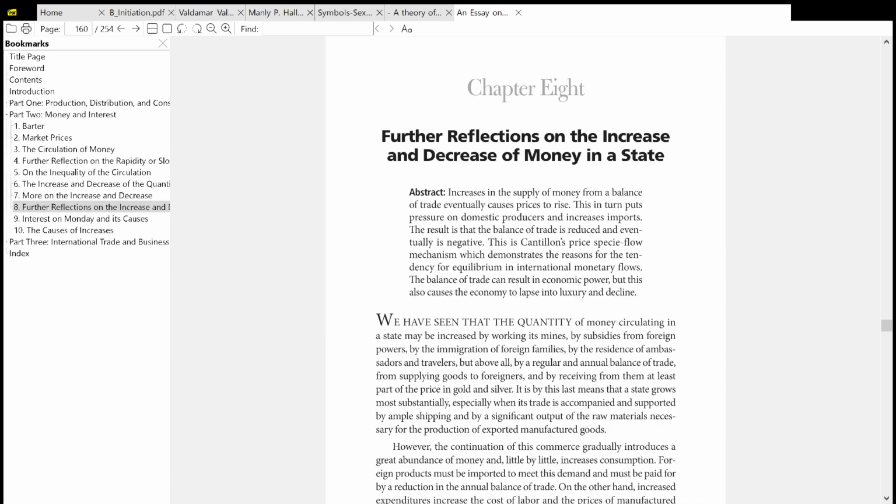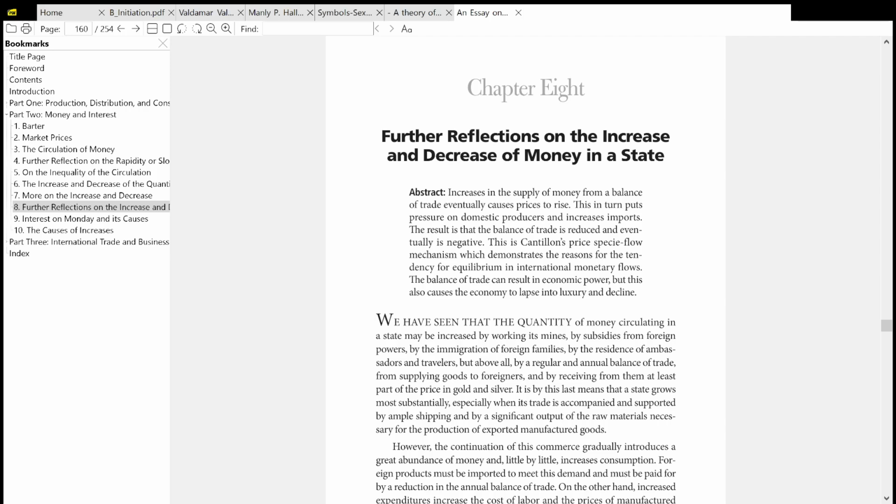Now we're on to further reflections on the increase and decrease of the money in a state. Increases in the supply of money from a balance of trade eventually cause prices to rise. This in turn puts pressure on domestic producers and increases imports. The result is that the balance of trade is reduced and eventually becomes negative. This is Cantillon's price-specie-flow mechanism, which demonstrates the reasons for the tendency for equilibrium in international monetary flows.